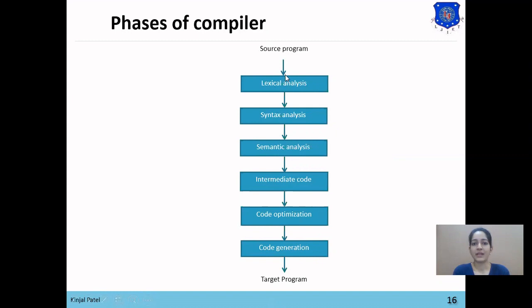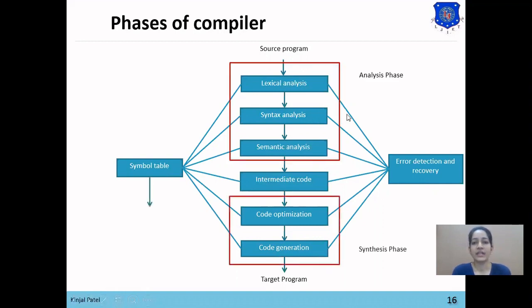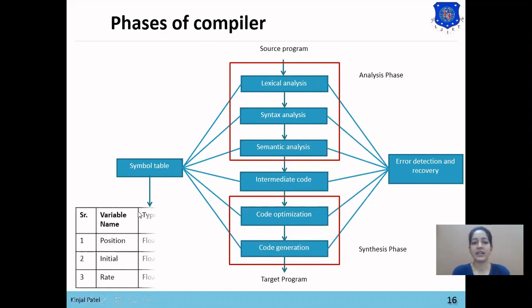One source program is passed to the lexical analysis, and after performing all 6 phases, the target program can be generated. Then one symbol table is used to store the variables and their information, and error detection and recovery is used to detect errors and recover from them if possible. So here is the analysis phase. The first 3 phases are included in the analysis phase and the last 2 phases are included in the synthesis phase, and our symbol table has the variables and their information stored.